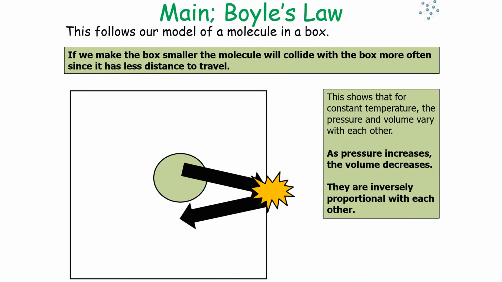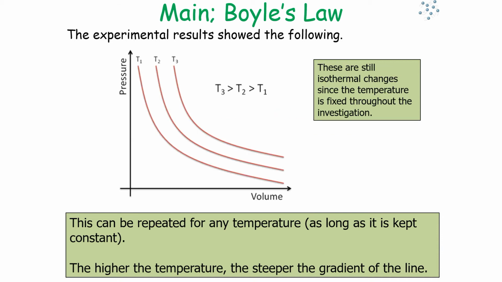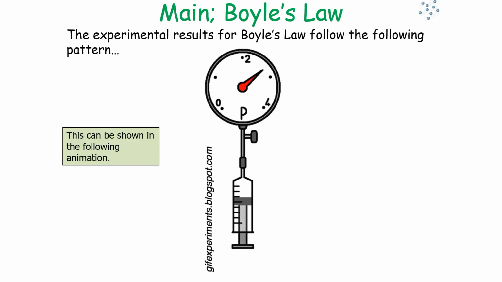So this shows that for a constant temperature, the pressure and volume vary with each other. So as pressure increases, volume decreases. They are inversely proportional to each other. So this is an important idea. Now just to clarify, this can be repeated for any temperature as long as it's kept constant, but the higher the temperature, the steeper the line on the graph. So it's important to note that pressure and volume are inversely proportional to each other. Now this is actually called an isothermal change because throughout this the temperature is staying constant whilst pressure and volume inversely vary with each other. So as a result, you can see that particular idea in this animation.